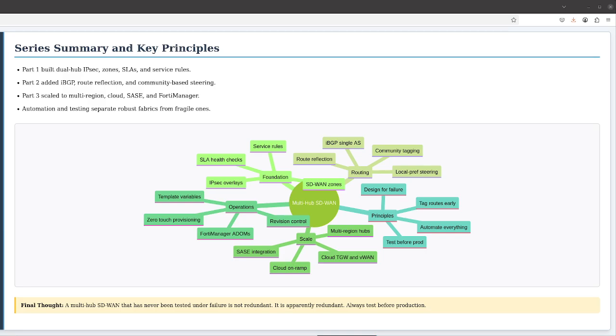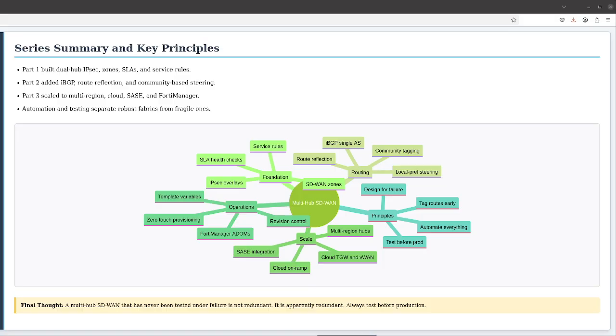In Part 3, we scaled the design to real-world enterprise scope. We extended dual hub to multi-region with regional hub pairs connected by a global backbone. We integrated with public cloud transit services including AWS Transit Gateway and Azure Virtual WAN. We designed cloud on-ramp patterns for different traffic types including backhaul, direct internet access, Cloud Hub, and SASE. We added FortiManager as the control plane for configuration templates, variable substitution, and policy packages. Finally, we covered zero-touch provisioning for deploying new branches at scale without engineering site visits.